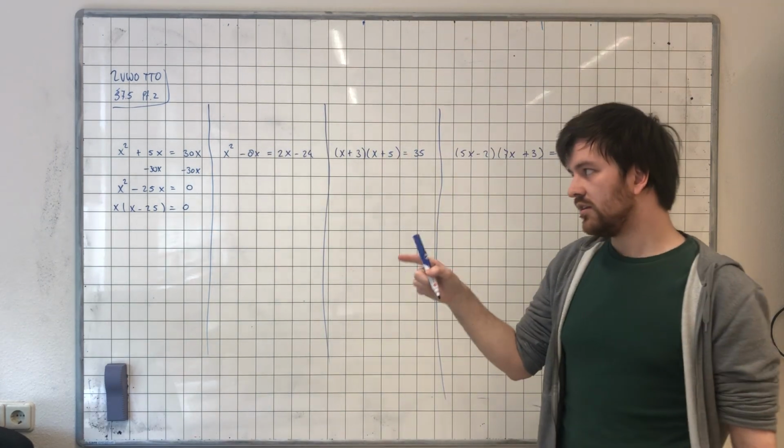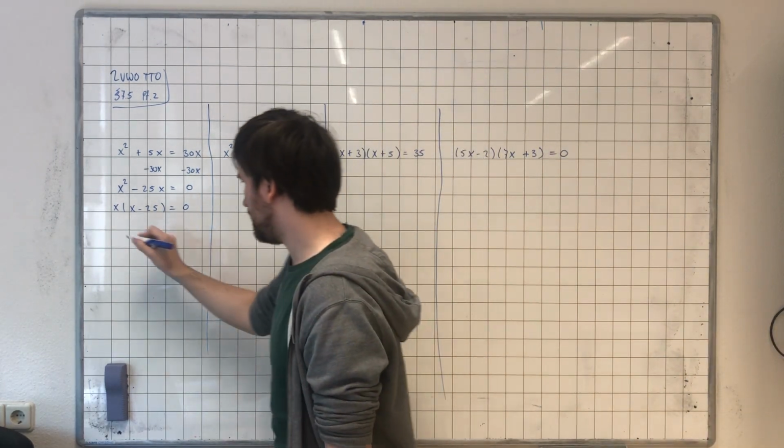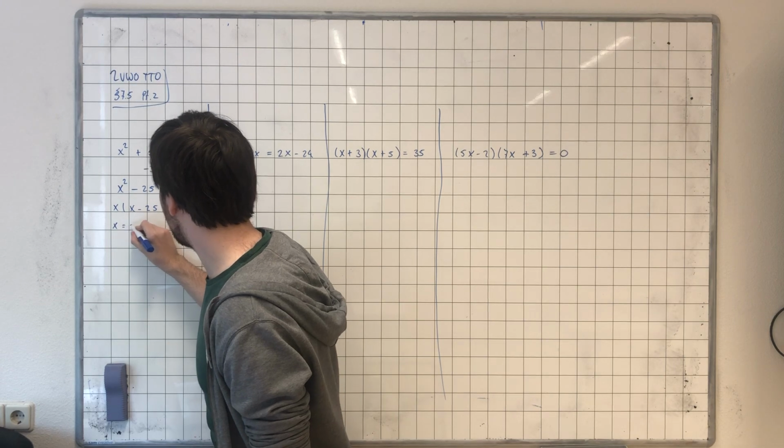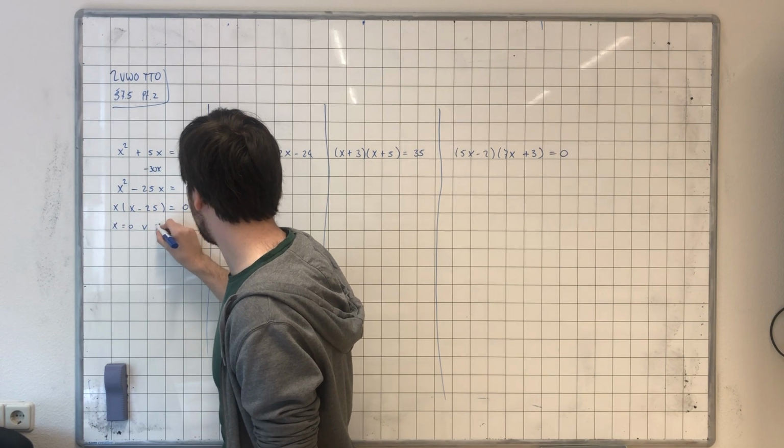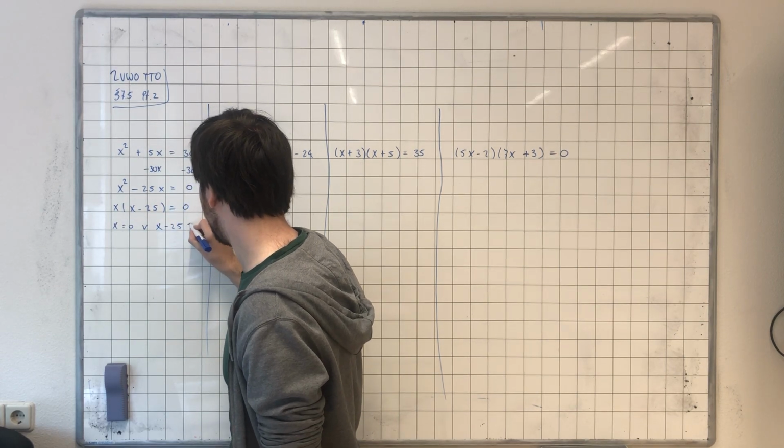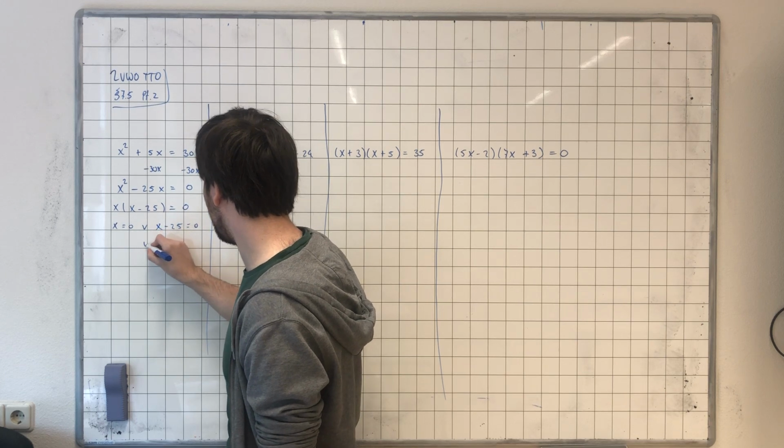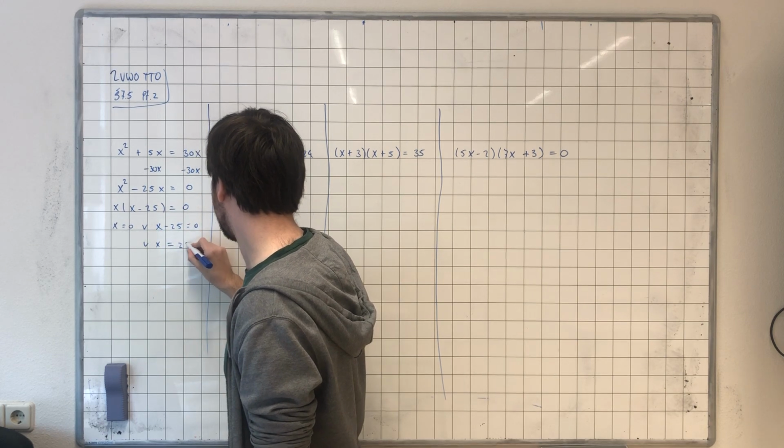And that means that either the first part or the second part has to be 0, so either x is equal to 0 or x minus 25 is equal to 0. So x is 0 or x is 25.